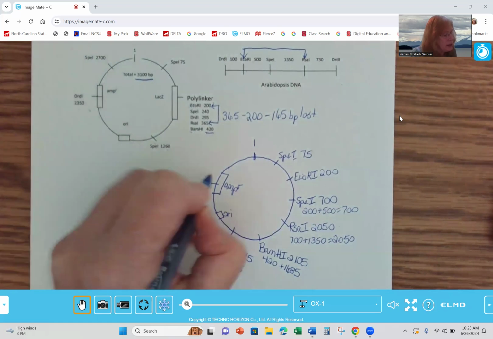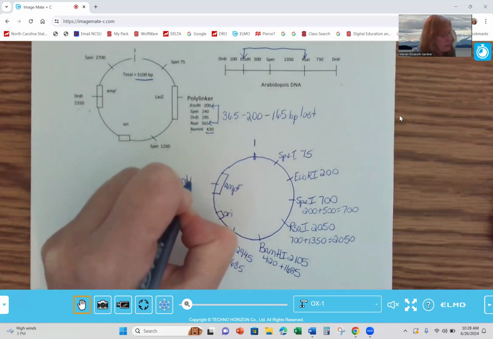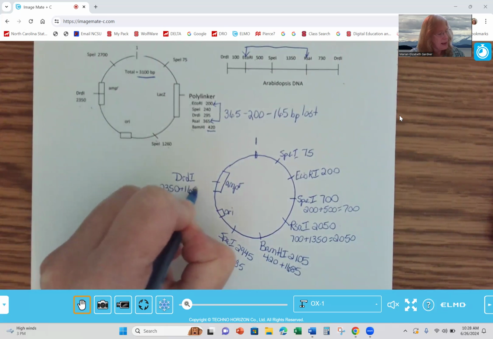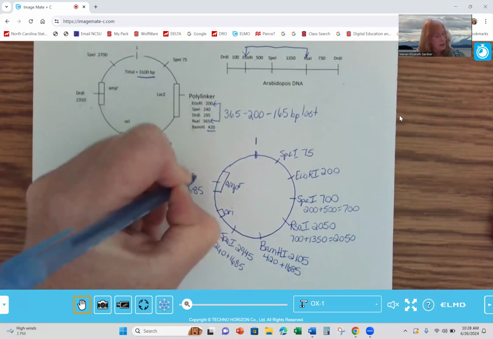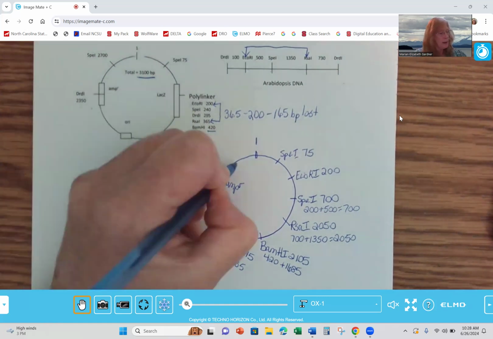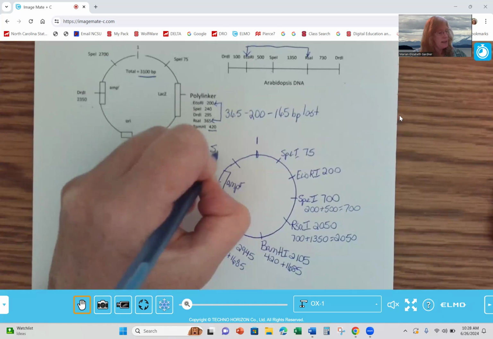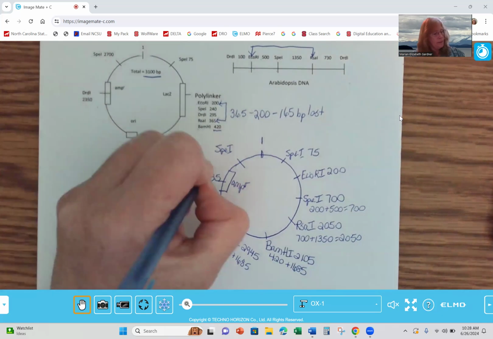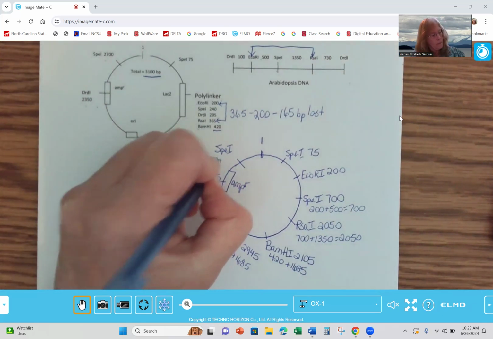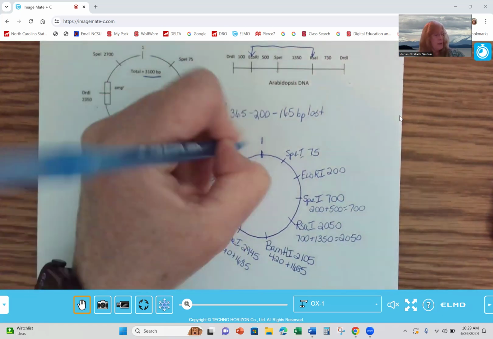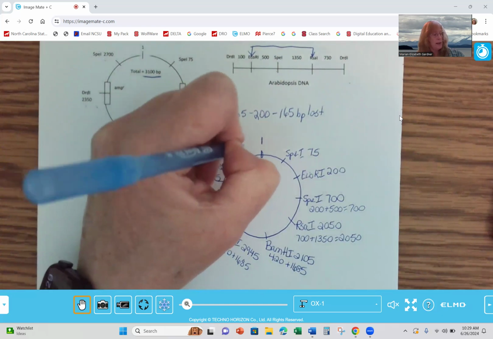Our next site is DRD1. It was at 2350. So we have to add that 1685 net gain, and that brings it to 4035. And our last site was an SPE1 also. It started off at 2700. We add the net gain to that, and we get 4385.